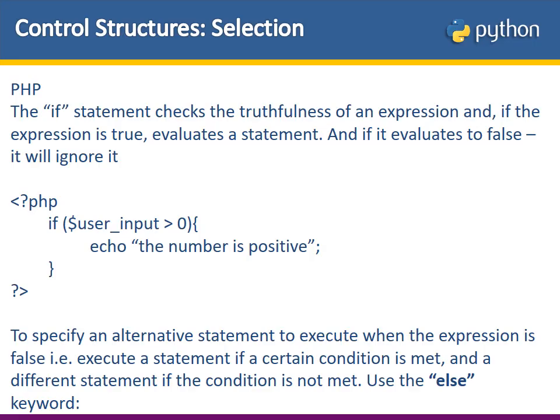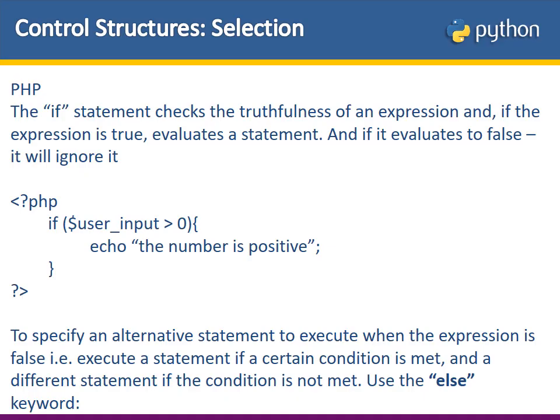I said in our last lecture that echo means output of your program, output of a particular line of code. It's display output. So echo, the number is positive. That is for the if statement: if the expression is true, you evaluate the statement. That is the first statement under the selection control structure.